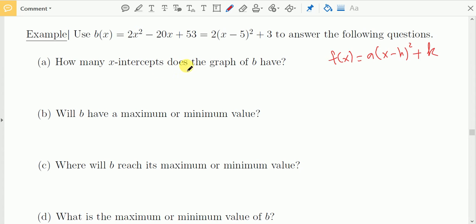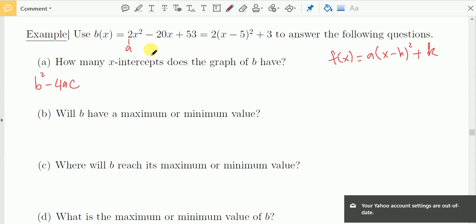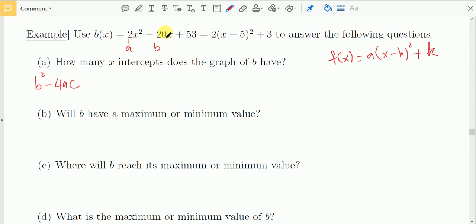Now, how many x-intercepts does the graph have? So in order to find how many x-intercepts, we're going to have to find b squared minus 4ac, the discriminant. In this case, a is this, and b is minus 20, and c is 53. So if you plug that in, you're going to get minus 20 squared minus 4a times c, and that's equal to minus 24, or less than 0. And if it's less than 0, then there are no x-intercepts.